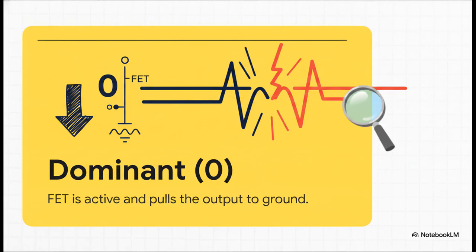Because these tiny internal field effect transistors, or FETs, can only actively pull the bus down to ground, a logic 0 represents a dominant physical force. A logic 1 simply means releasing the bus. So if Master A releases the bus to send a 1, but Master B pulls it to ground to send a 0, the physical copper wire is going to go to ground. The 0 will always crush the 1.